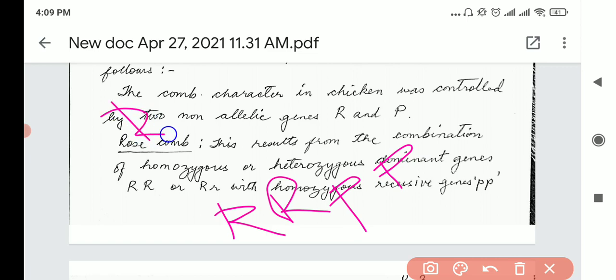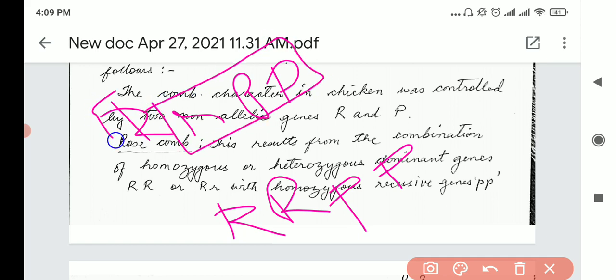If it's Rr and small pp, we will still get a rose, because all these are recessive, but at least one dominant R we have. Here we are having at least one dominant R. Either this could be dominant or this one could be dominant.